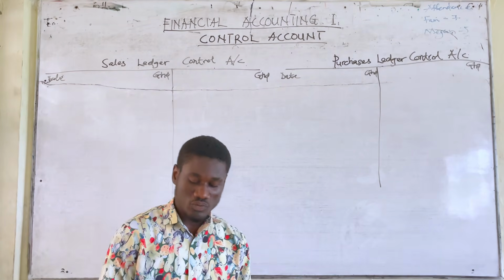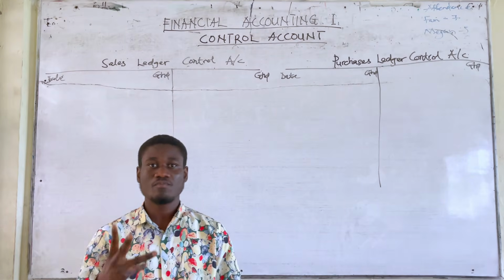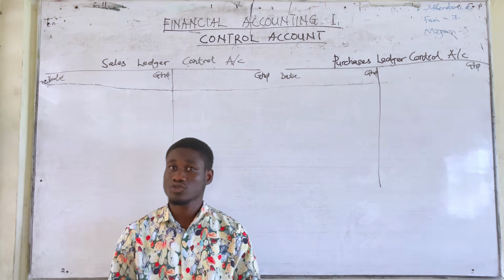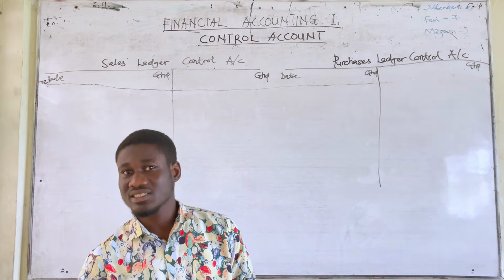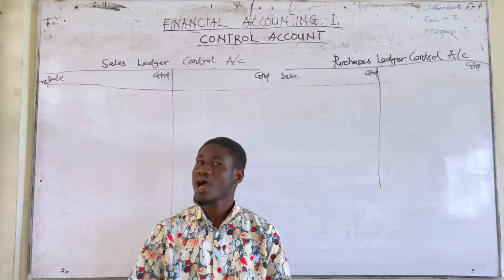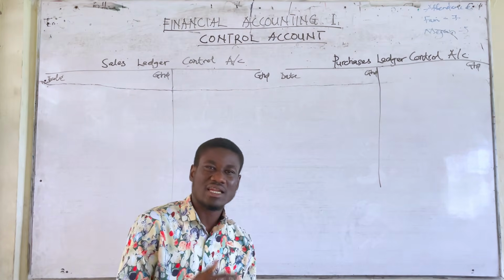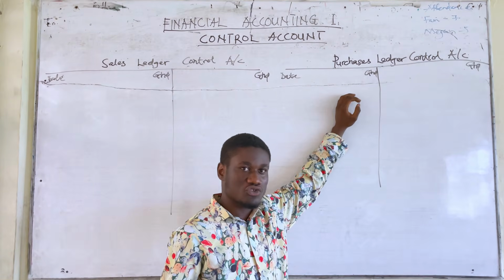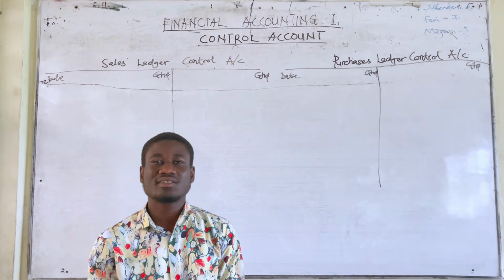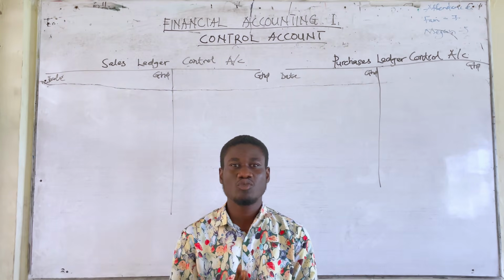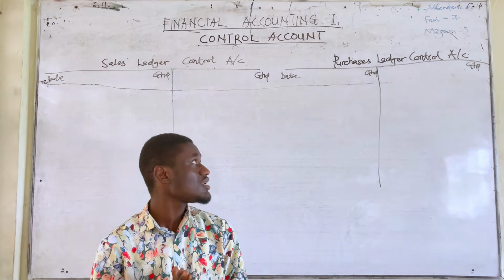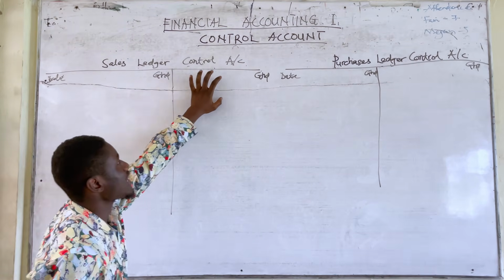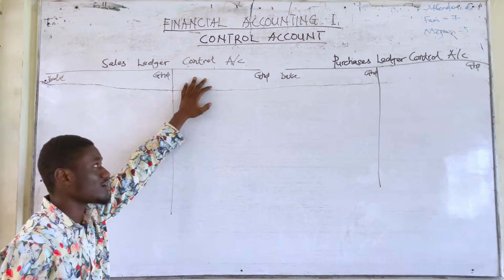So we know that the sales ledger contains the what? Individual transactions of our customers. And the purchases ledger contains the individual transactions of what? Our suppliers. Good. So under control account, we have the sales ledger control account and the purchases ledger control account. And I said a control account is the summary of all the individual transactions in the what? Given ledger.